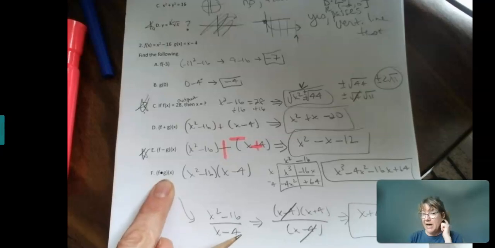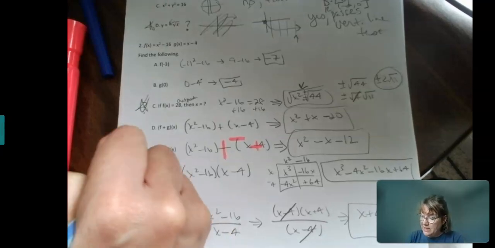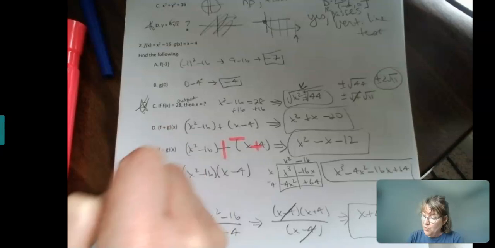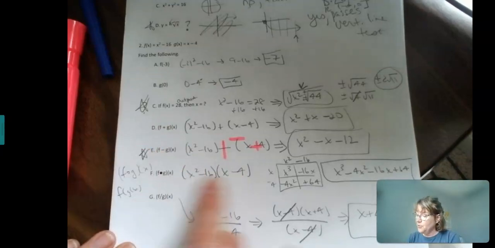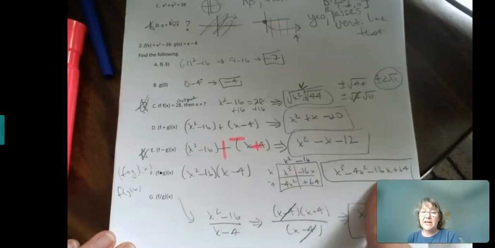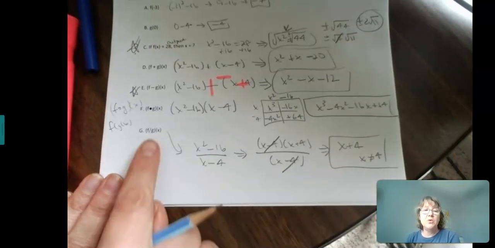Here, this is not a composite function. That's when you do the open dot, like the f-o-g thing, or you do f of g of x. This is just simply multiplying, so just FOIL them out or do the box. I got that. Again, if I made a dumb mistake, let me know.